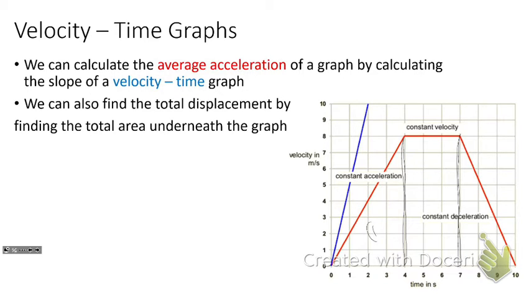So 1, 2, and 3. What were you guys asked to do? You needed to find the acceleration between 0 and 4 seconds. So we care about this point right here. My ordered pair up here is 4 seconds and 8 meters per second. And down here we have 0 and 0.